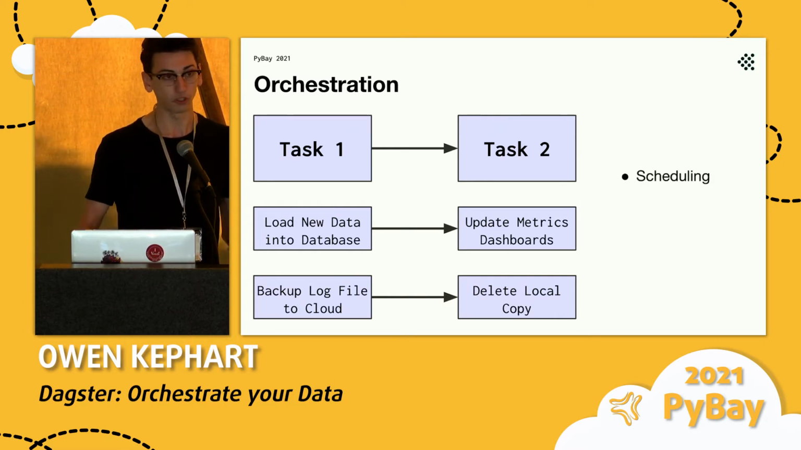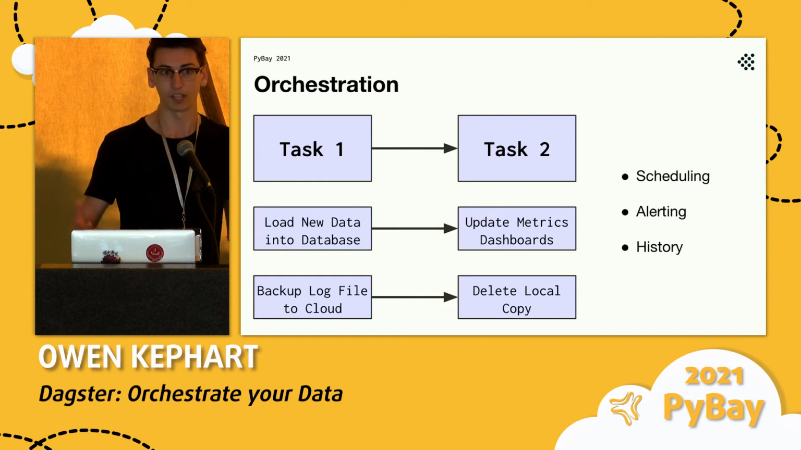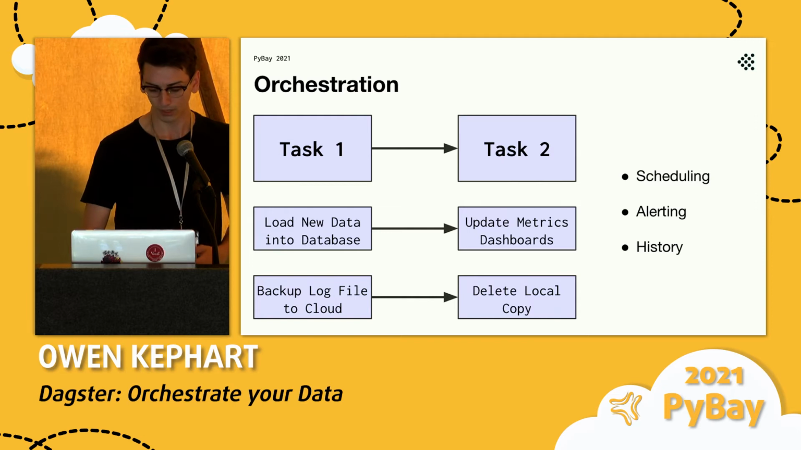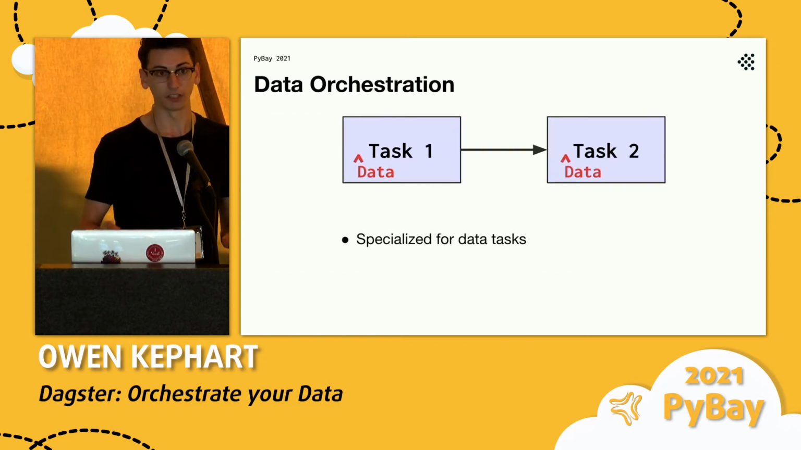Other nice to have features of orchestration would be scheduling. So starting that process at the same time every day. Alerting, if one of those tasks fails, get a Slack message, get a PagerDuty alert, etc. Also, having a history of every time these ran would be really valuable. So instead of just having a cron job disappear into the void, we can look at what actually happened 2 months ago.